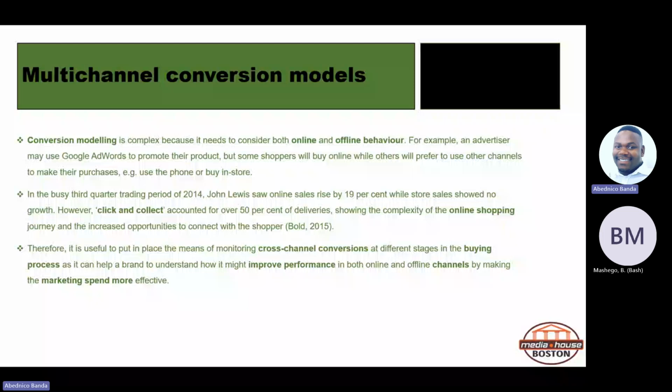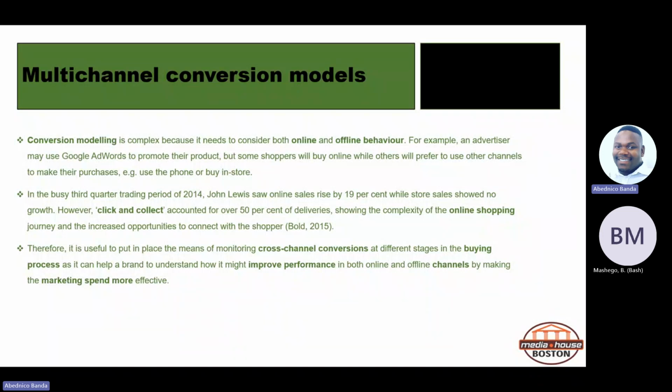So, for example, in the busy third quarter trading of 2014, John Lewis saw online sales rise by 19%, while store sales showed no growth. So these people, they've got both a physical store that you can find at a mall, and they're also selling online. So they just realized that they are making more sales online than they are making in the physical store. However, click and collect accounted for over 50% of deliveries, showing the complexity of the online shopping journey and the increased opportunity to connect with shoppers.